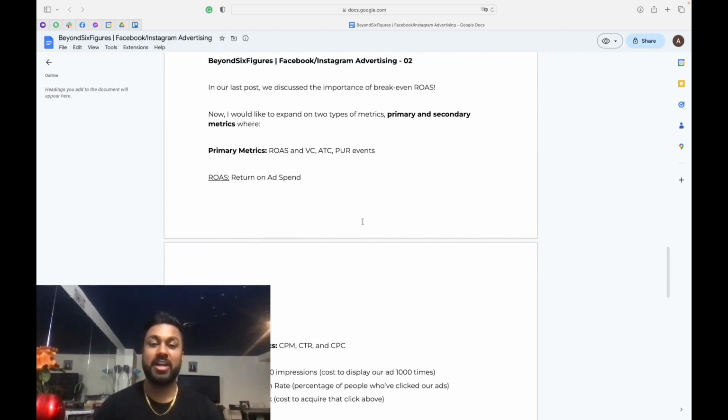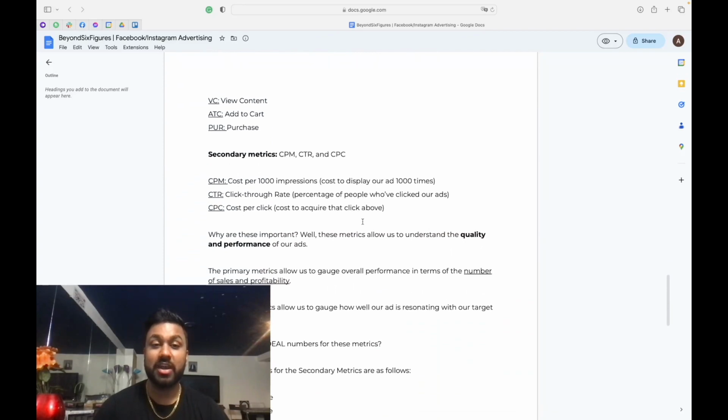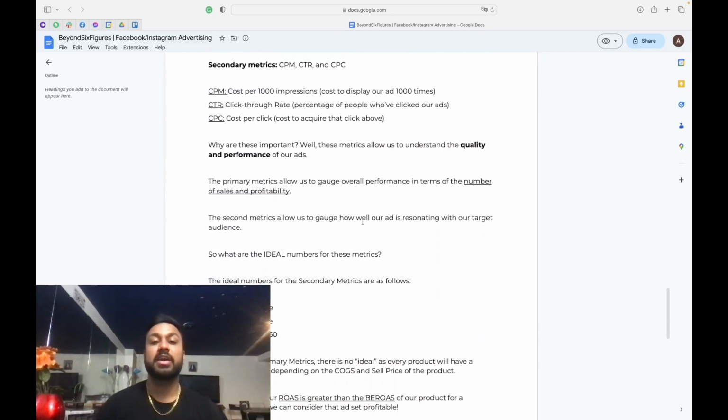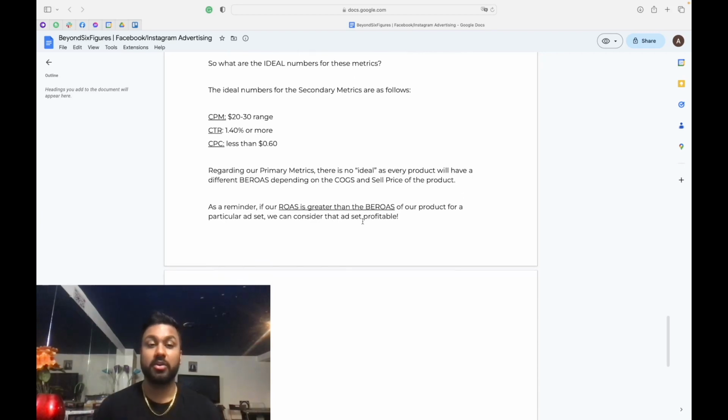Primary metrics, return on ad spend, VC, add to cart, purchase events, right, tell you the whole overall sentiment of the customer behavior on your landing pages and your store. And secondary metrics tell you how your ad specifically is interacting with the specific audience that you've chosen to run ads towards. And we have CPM, CTRs, and CPCs, and both of these metrics are super important. And remember, the ideal range of CPMs is $20 to $30, CTRs 1.4% or more, and CPCs less than 60 cents, guys. So that's all for today.